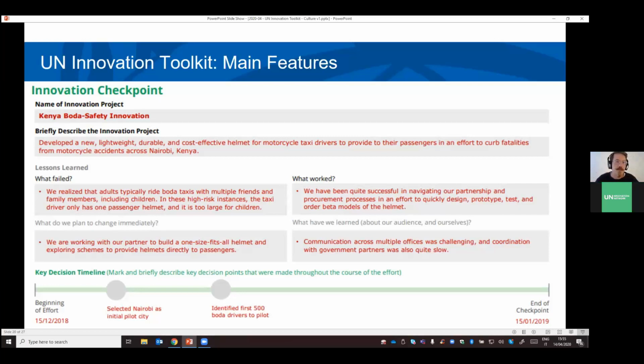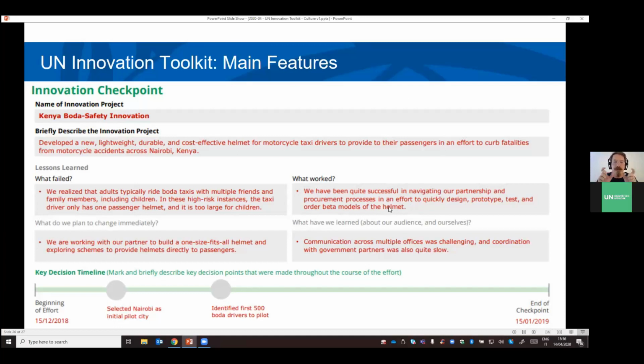So here we can see that the project was to develop cost-effective helmets to be given to motorcycle taxi drivers who would then be able to share them with their passengers in an effort to curb fatalities. One of the failures that they indicate is that there are a large number of differing users of these taxi motorcycles, perhaps even children, whereby the helmet would not fit. However, what worked, they've been successful in navigating partnerships and procurement processes.